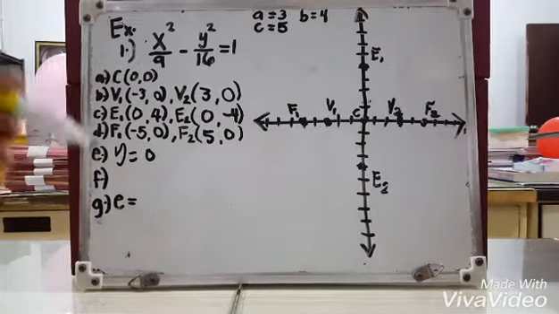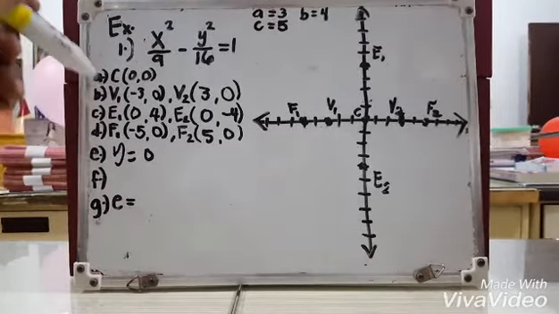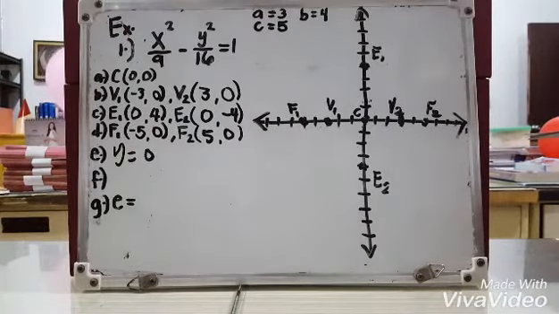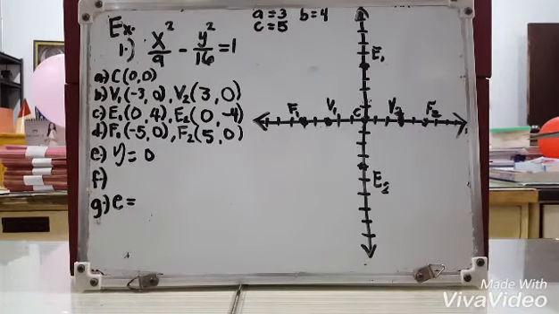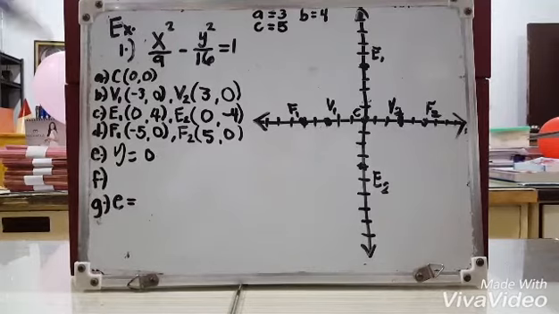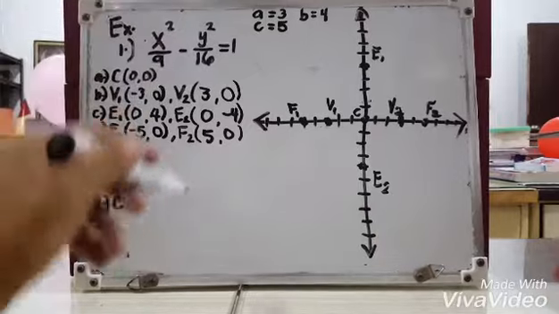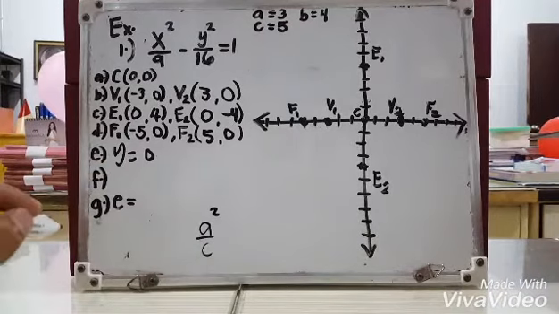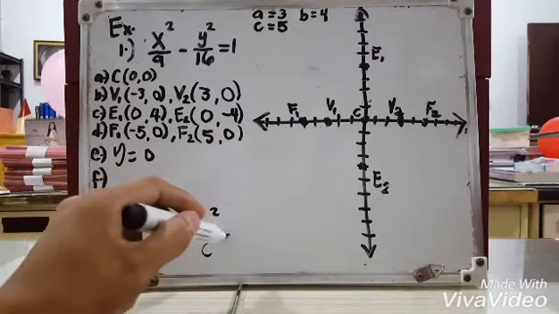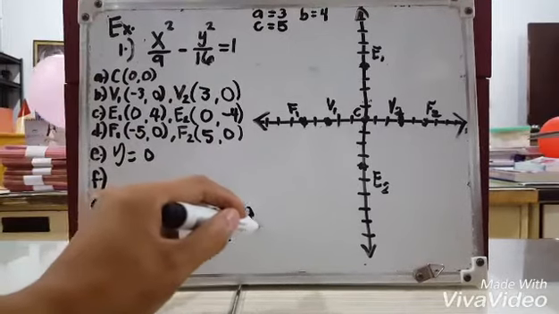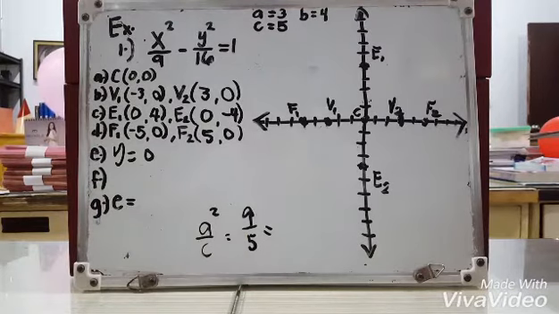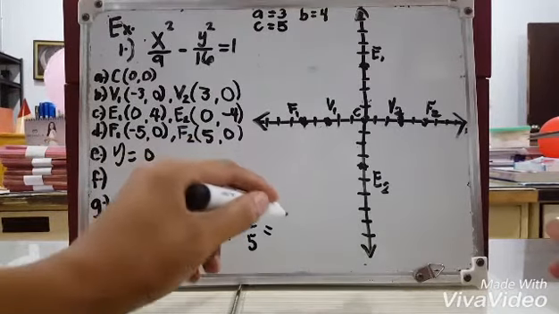For letter F, we find the directrices. But take note, class, the distance from the center to the directrix is the same as in the ellipse before. Still, we have the formula a squared over c. So from here, this is equal to a squared, which is 9, and then over 5, which is the variable c. So 9 over 5 here, so 9 divided by 5 is 1.8.